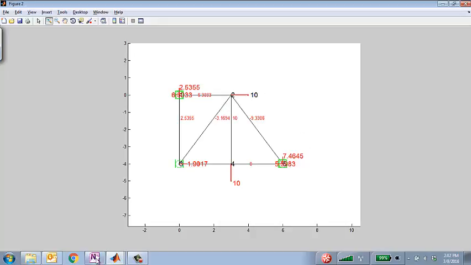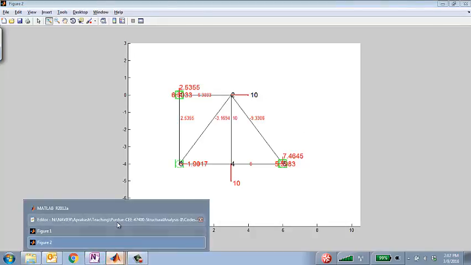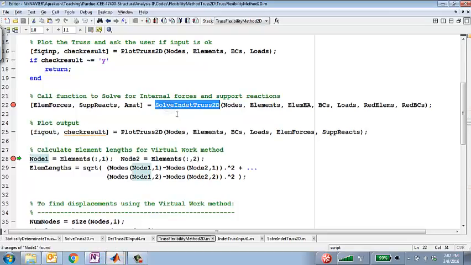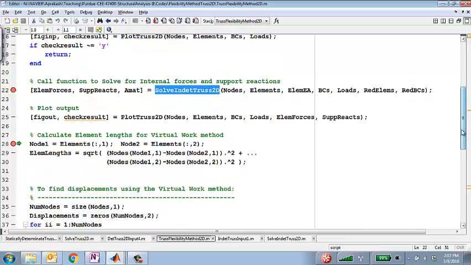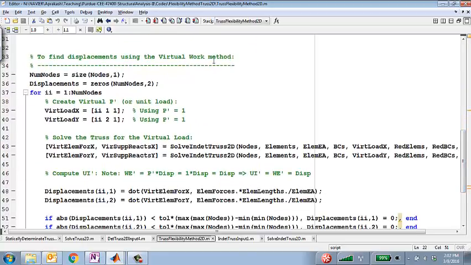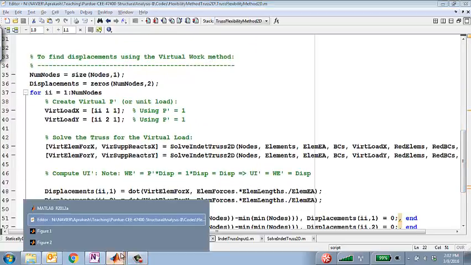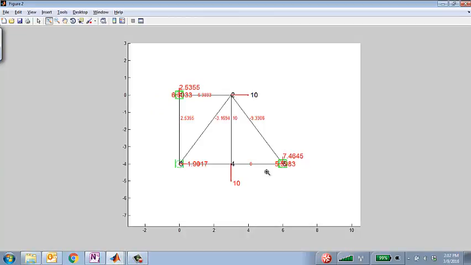So essentially, with this one call right here, solve indeterminate truss 2D, which is doing all of the things that I had just told you about. This one call solves element forces and support reactions. This plots it. And after that, all I'm doing is to calculate the displacements using the virtual work method. I want to find out, under these internal forces and reactions, what are the displacements of node 2, node 3, node 4? Node 5 doesn't have any displacement. So what are the displacements at these three nodes?